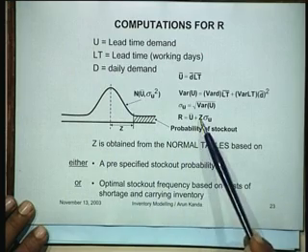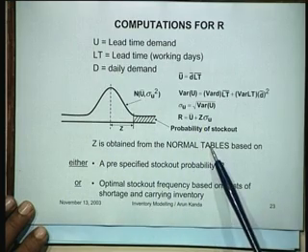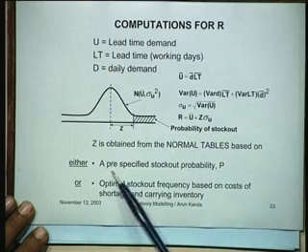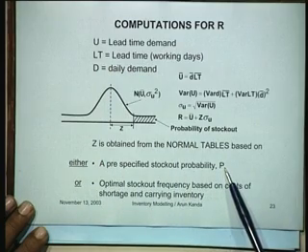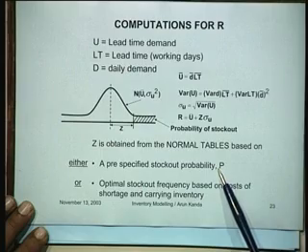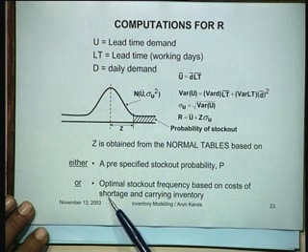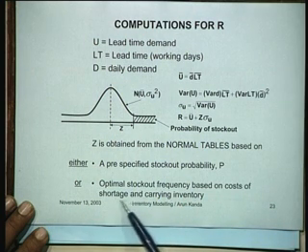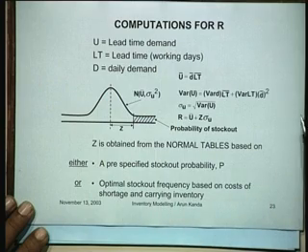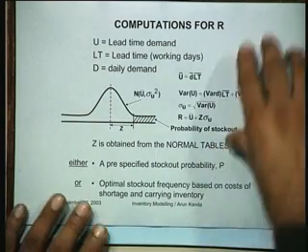So basically we are using this Z, which is obtained from normal tables based on either a pre-specified stock out probability P. You can say that we don't want the stock out probability to be more than 1% or 0.05%, whatever it is. Or you can have the optimal stockage frequency based on costs of shortage and carrying inventory. Depending upon the situation, we are trying to balance the shortage and the carrying inventory.